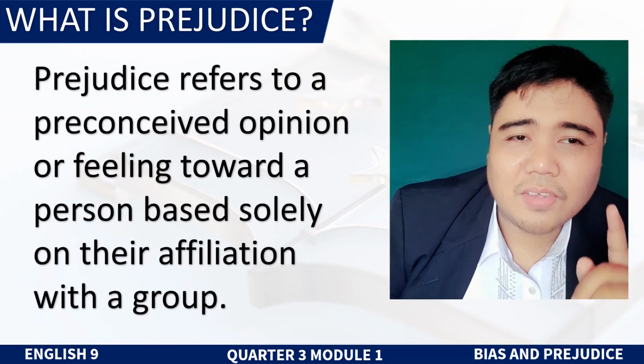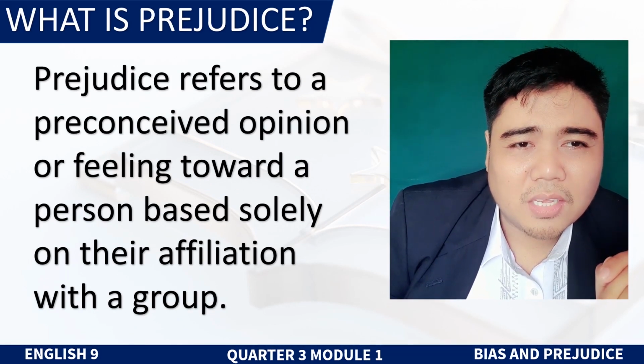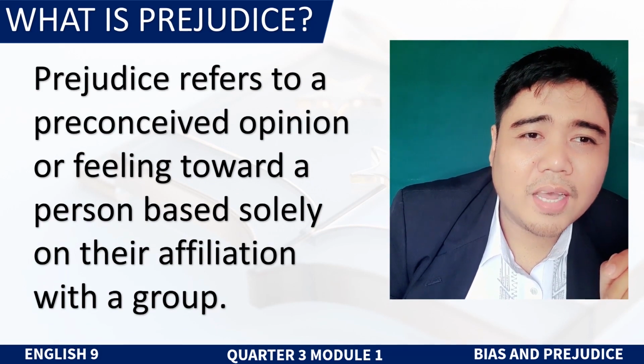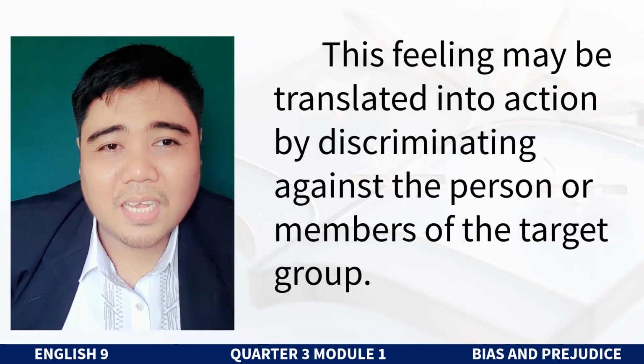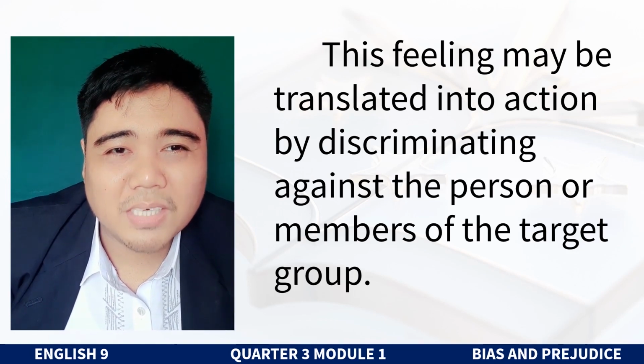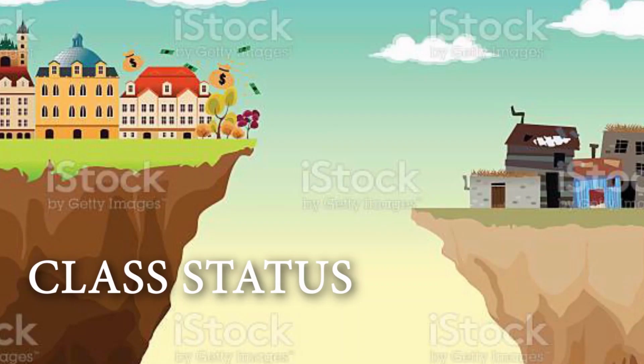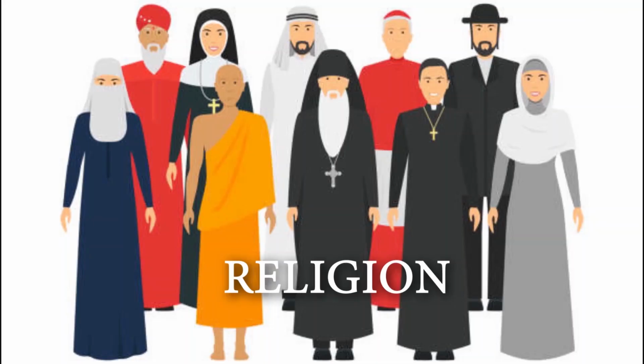Prejudice refers to a preconceived opinion or feeling toward a person based solely on their affiliation with a group. This feeling may be translated into action by discriminating against the person or members of the target group. An individual may be prejudiced against others based on factors such as race, age, gender, sexual orientation, class status, religion, and nationality. Here are some examples of prejudice.